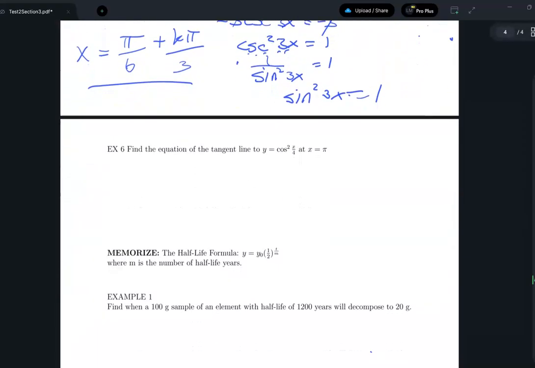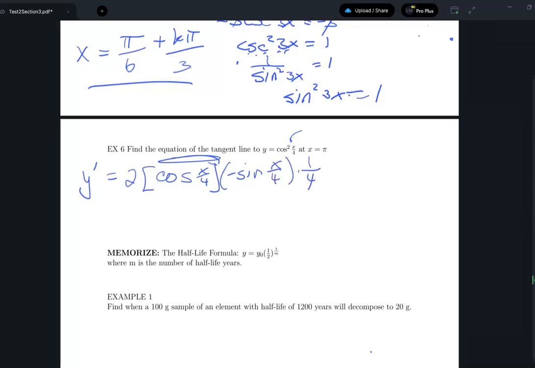Okay, so let's do this. Equation of the tangent line again. I'm just going over all these new examples of the same thing, but using the chain rule to take the derivative. To take the derivative of this, first off, you see the square on the outside. So I'm going to bring the 2 down. Cosine of x over 4 to the 1 power, times the derivative of the cosine, which is negative sine, carry the x over 4, and then finally times the derivative of x over 4, which is 1/4.